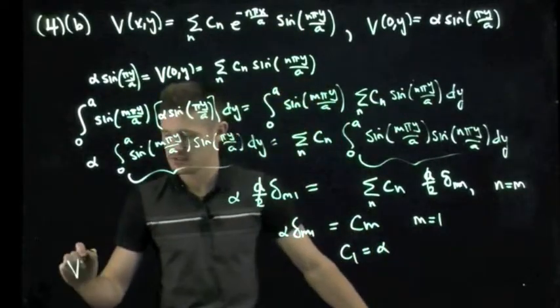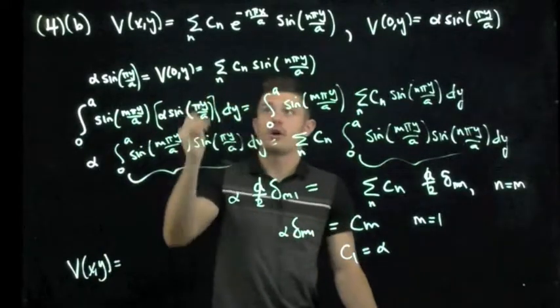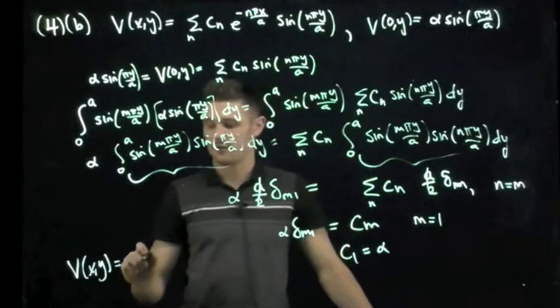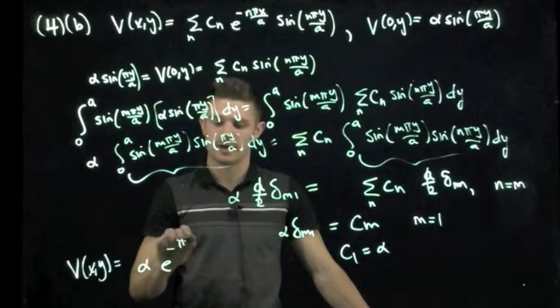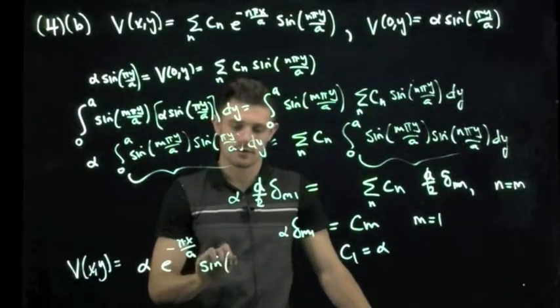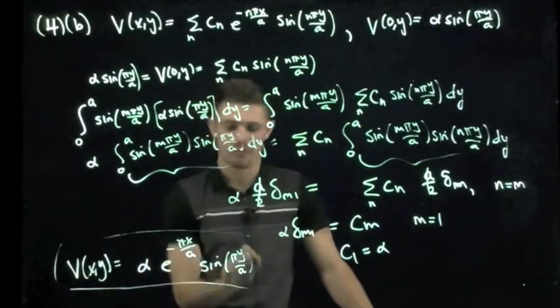So we can use this in our final expression. Vx of y is the infinite sum over all n, but of course we only have the n equal to 1 term, so we have c1, which is alpha, and then e to the negative pi x over a, where again n is 1, times sine of pi y over a, which is what we found before.